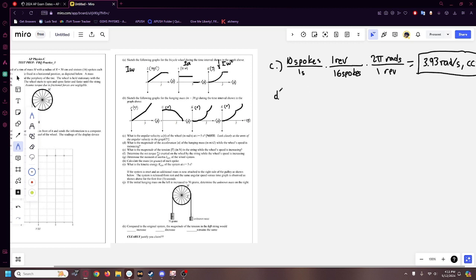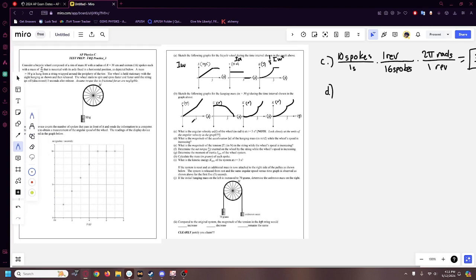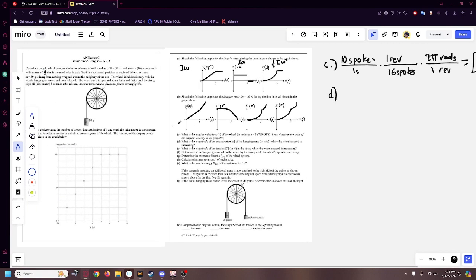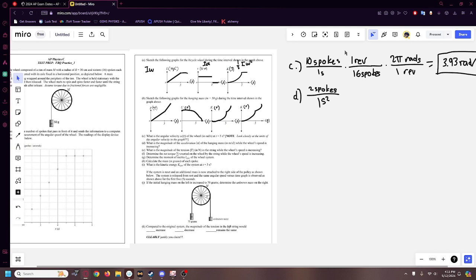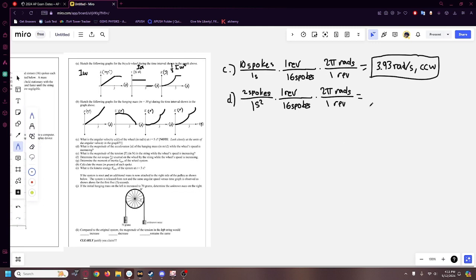Part D is asking for acceleration. So the wheel is accelerating at 2 spokes per second squared. And then you multiply by the same thing, so 16 spokes is 1 rev, and 2 pi rads is 1 rev, so you get this, and this would be equal to about 0.785 rad per second squared.